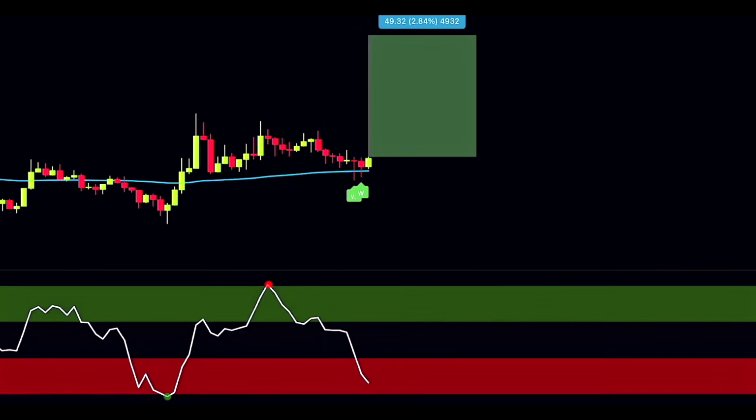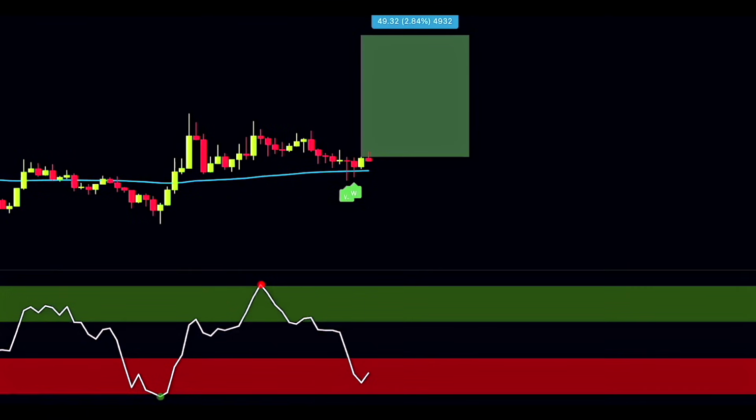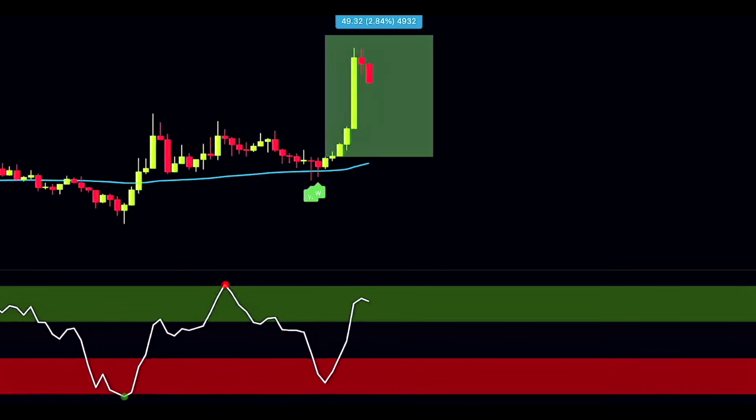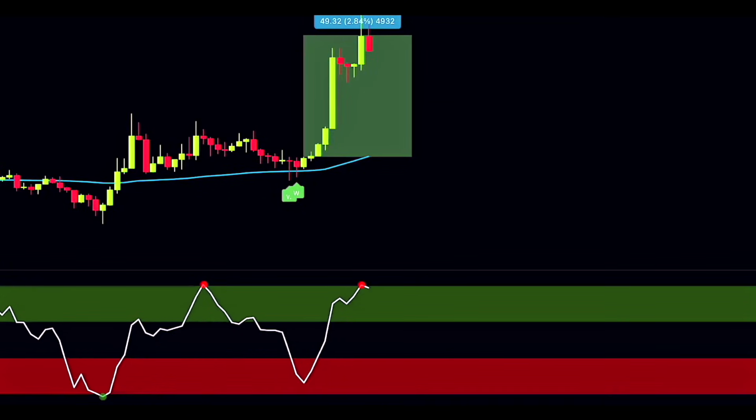Always remember the golden rule of trading. In an uptrend, buy the dips. In a downtrend, sell the rallies. This tool and these filters help you do exactly that.